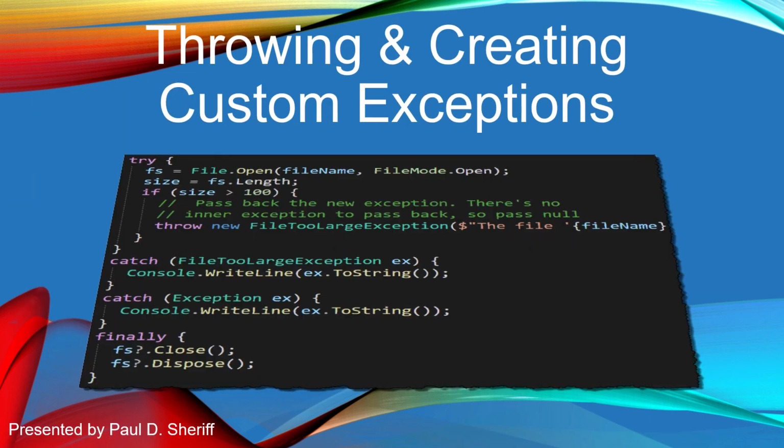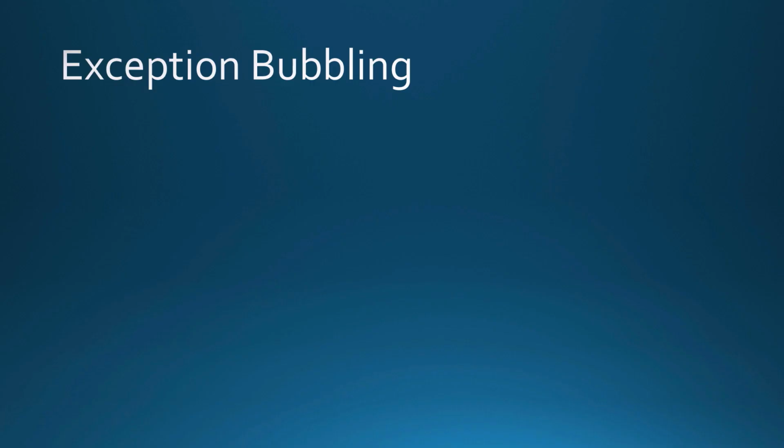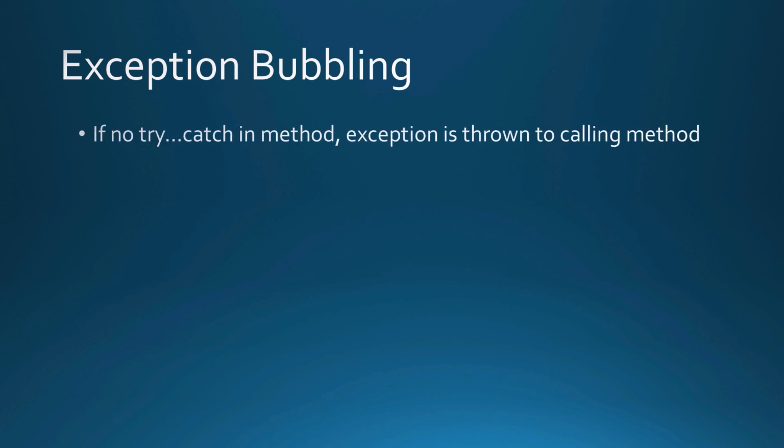This lesson is throwing and creating custom exceptions. So I've talked a lot about how .NET can throw it up to the next method that's available, and if there's no next method, it's just part of the .NET runtime. That's called exception bubbling, where the exception is thrown to the calling method. And the calling method is ultimately the .NET runtime. So if you don't have a method in between what you're calling and .NET, then .NET gets it.